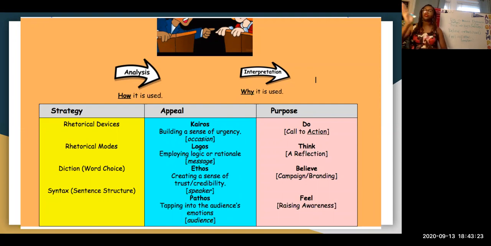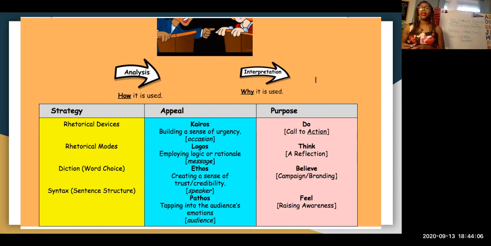And then we move into interpretation. This is the big thing that makes AP Language and Composition different from your honors English classes, okay? We do analysis all the time. The author made these choices, and this is how they made those choices. But AP is asking you to interpret why. It's that one question. When you're reading something, you always want to be asking yourself, well, why? Why did they do that? And why is associated with our purpose: to do, to think, to believe, and to feel, which, as you can see on our chart here, is connected to our appeals, okay?